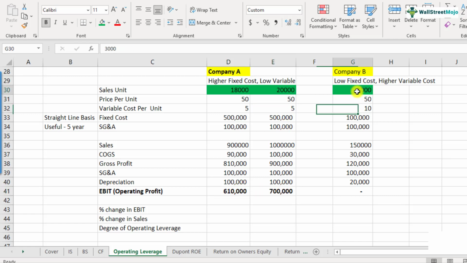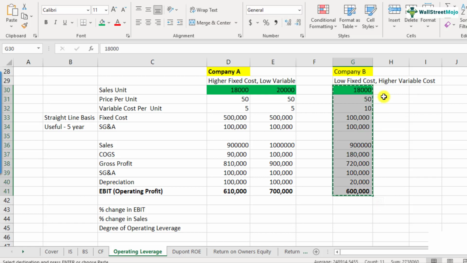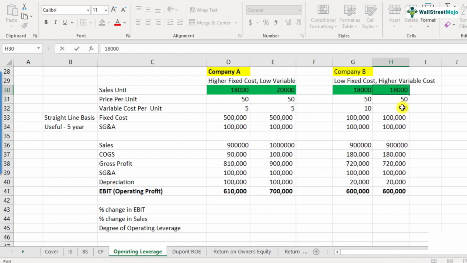The same goes with company B as well. I'll make this 18,000 as it was earlier, and let me just copy this and make the data here 20,000. So we'll calculate the degree of operating leverage for both company A and company B.